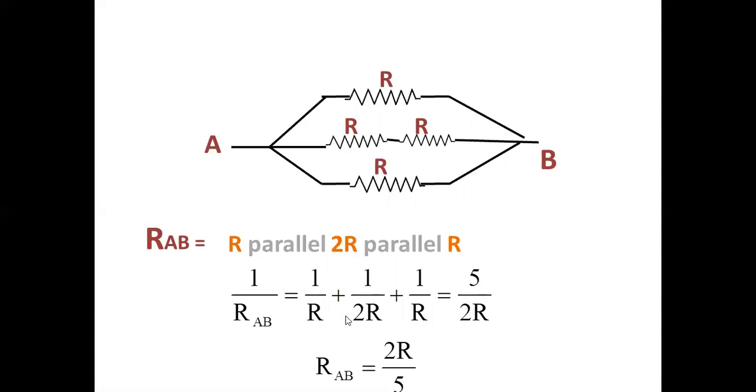Then we will have 2R plus 2R plus R, that is, 2R common, 2 plus R, yes, 5 by 2R, and RAB is 2R by 5, correct? So 2R by 5 is the correct answer between A and B, right?